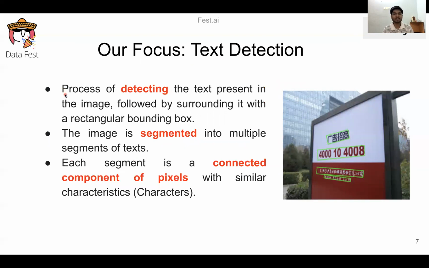Text detection is the process of detecting the text present in the image, followed by surrounding it with rectangular bounding boxes. In the case of arbitrarily shaped text, we also use polygons or curved box fitting.